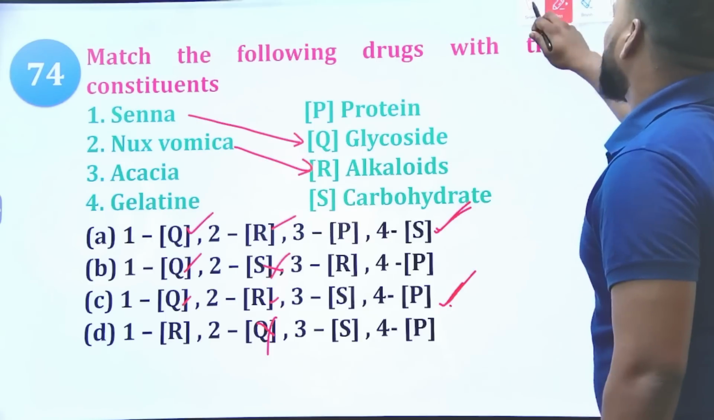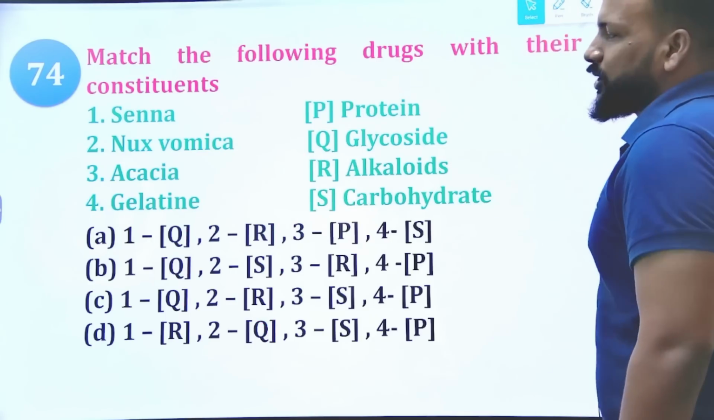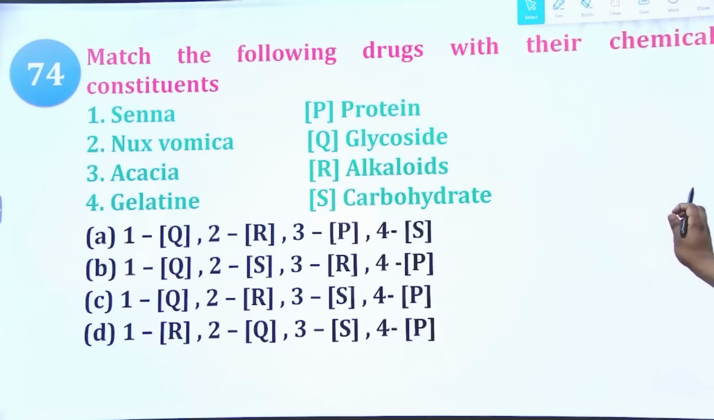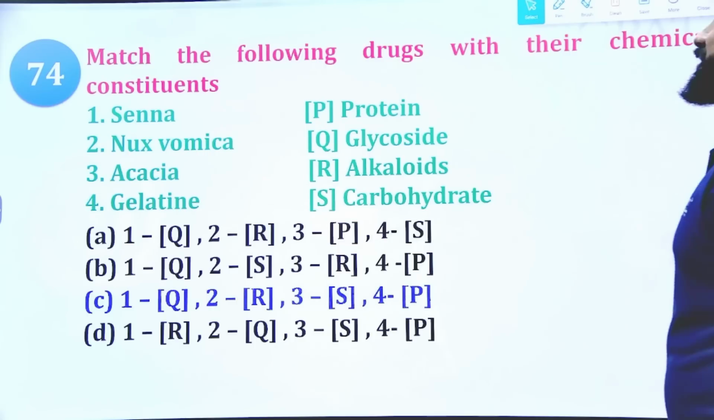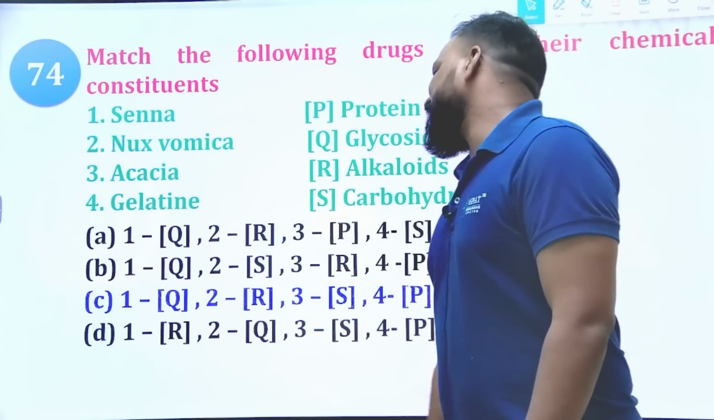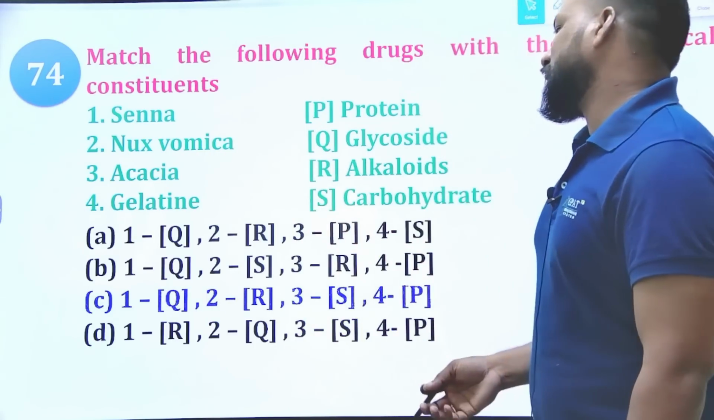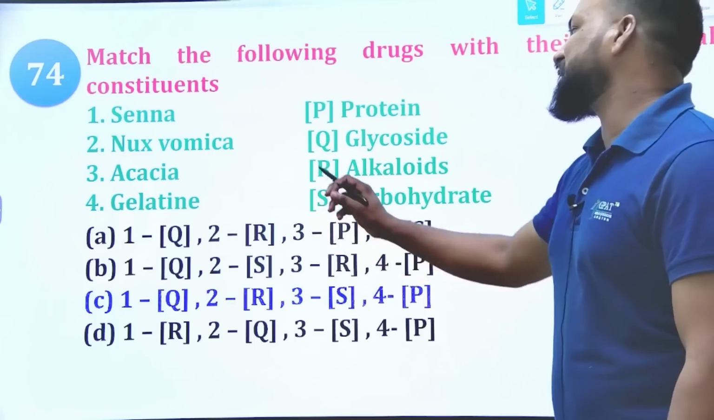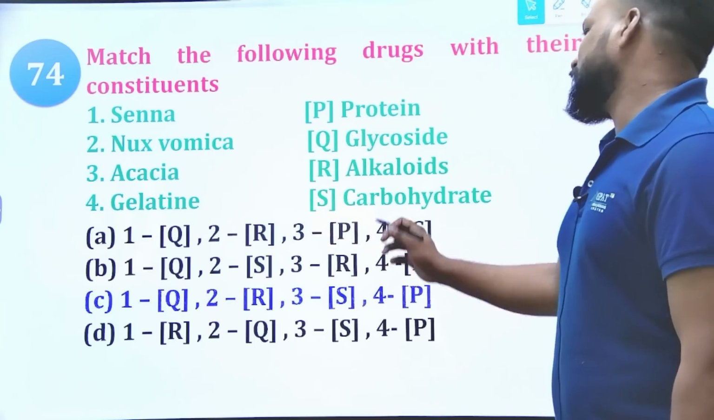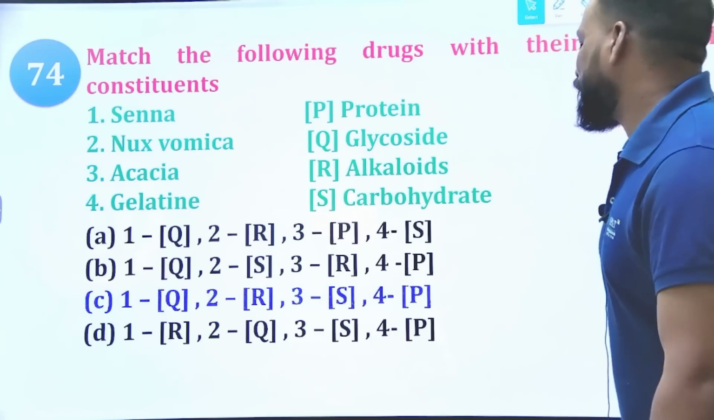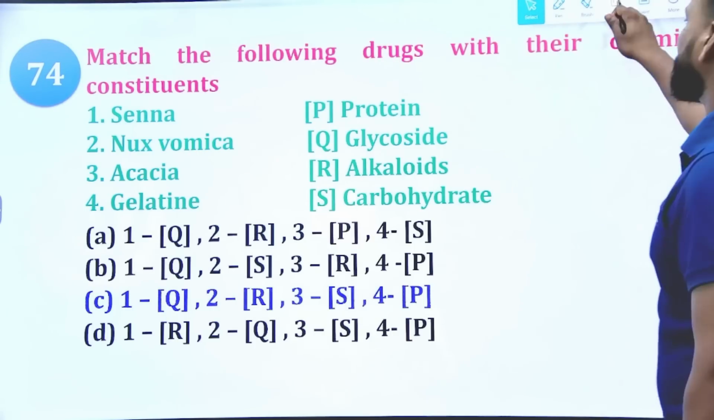Comment down your answer, dear aspirants. Let me check the right answer. Yes, it is option C. 1 means Q, which means senna is a glycoside, and 2 means R, that is alkaloid, whereas 3 means S, acacia is a carbohydrate, but gelatin is a protein. So that's the right answer.